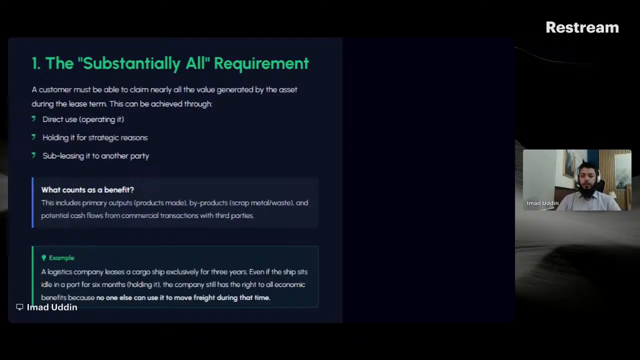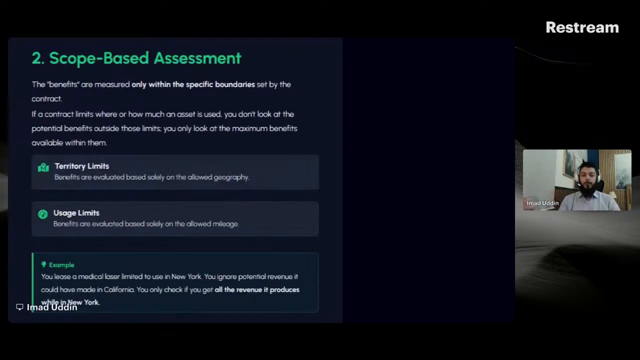Here's a quick example. A logistics company leases a cargo ship exclusively for 3 years. Even if the ship sits idle in port for 6 months, the company still has the right to all economic benefits because no one else can use it to move freight during that time. So even if I'm not using something, but I have the right to use it, that substantially all requirement is still fulfilled, even though I'm not using it. Simply because the substantially all requirement is about the right to control the asset, and so the right to use it, and not about whether I use it or not.